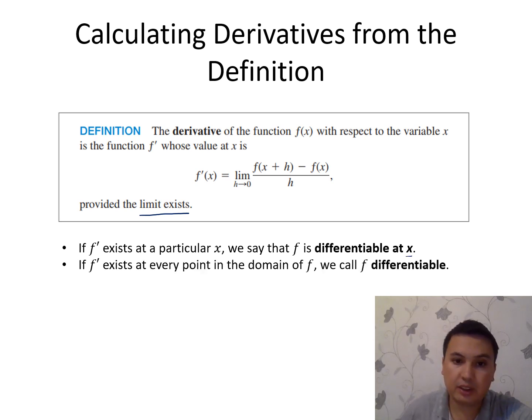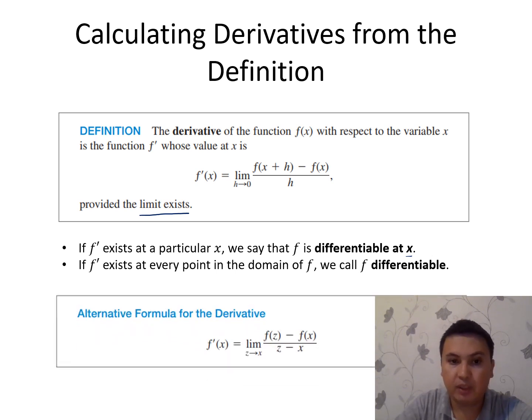We also say if the f prime exists at every point in its domain, then we simply call f differentiable without mentioning where it's differentiable. If we don't mention where it's differentiable, it simply means it is differentiable in its domain. Okay, as mentioned before, so alternative formula for the derivative is f prime of x equals the limit as z goes to x of f of z minus f of x divided by z minus x.